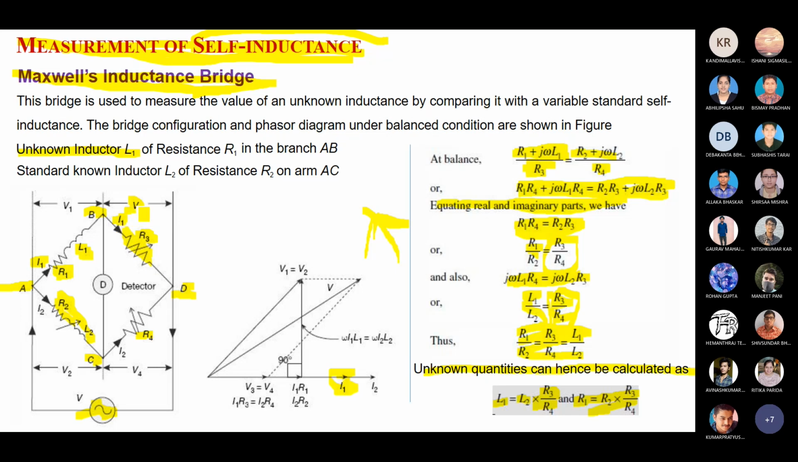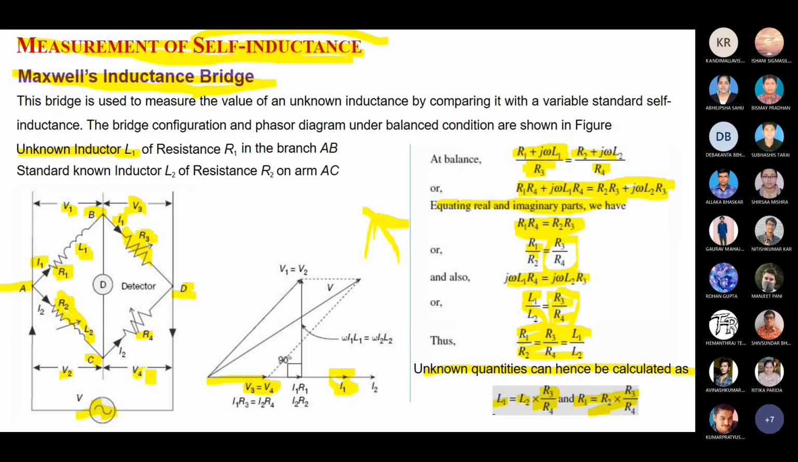The current and voltage will be in phase. That means V3 and I1 should be in the same phase. That's why you have considered one value, that is your V3. Now you know that V3 and V4 both will be the same for the balance condition. Basically B and C are the equipotential points. For the balance condition, V1 equals V2 and V3 equals V4. So if it is your V3, definitely that value is also equal to V4.